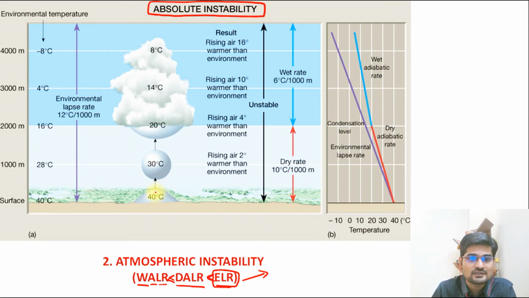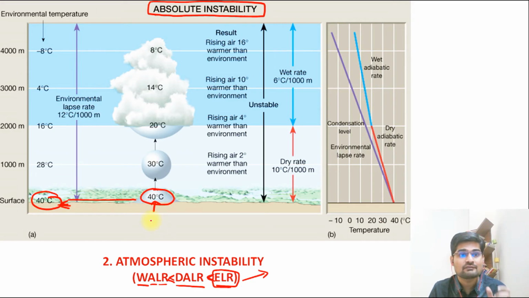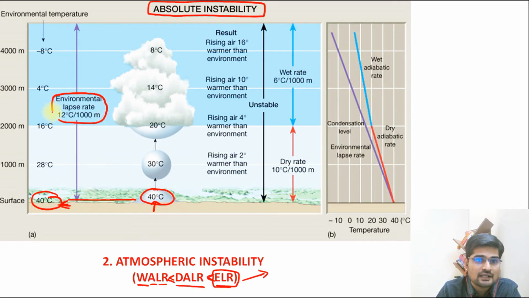Let's look at this particular situation. Now remember, this is that parcel of air. It is at 40 degrees C and the environment on the ground is also 40 degrees C. So both are at the same temperature. Now it is important to understand the role of the environmental lapse rate and the other lapse rates. Here, what you see is that the environmental lapse rate is about 12 degrees C. So for every kilometer there is a 12 degrees C reduction.